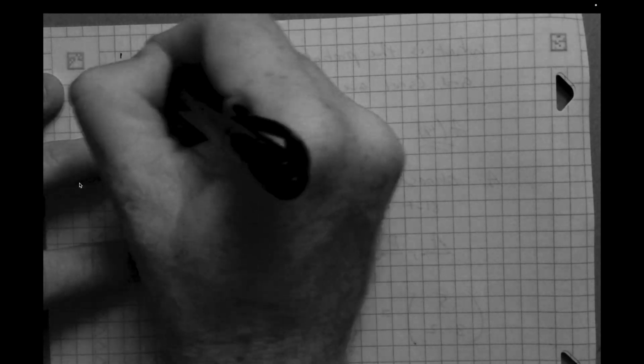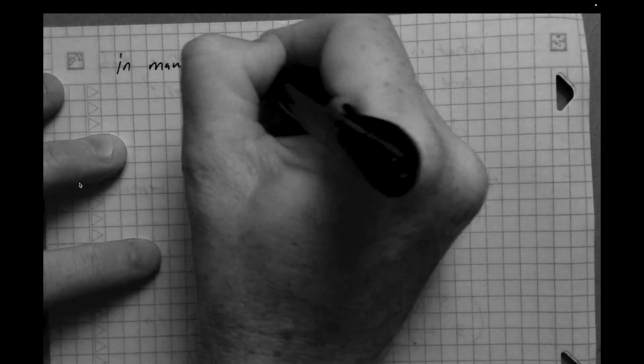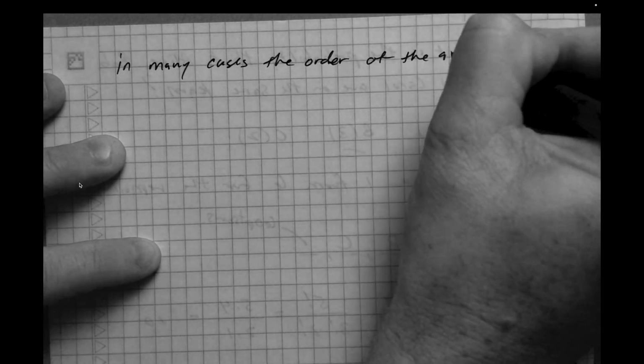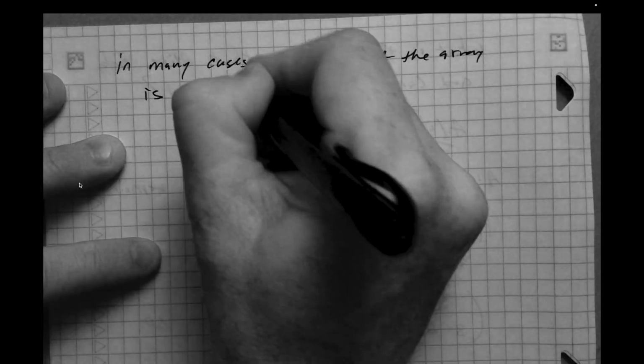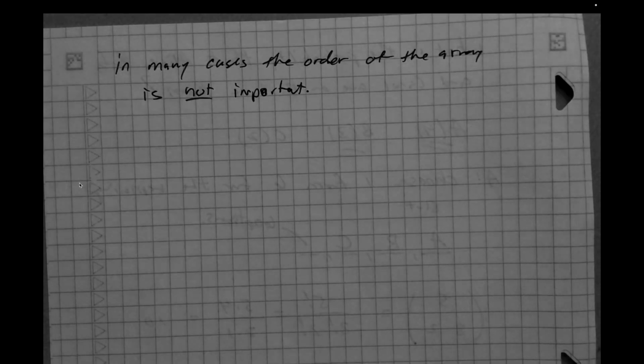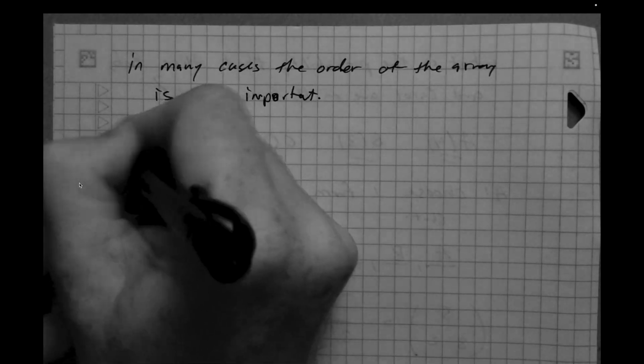All right, so we've got one more combinatorics rule that we need, and I'm going to motivate it with an example. I'll just preface it by saying that in many cases, the order of the array is not important. We've just been looking at how the order of the array actually is important, but in some cases it's not. Here's an example where the order doesn't matter.